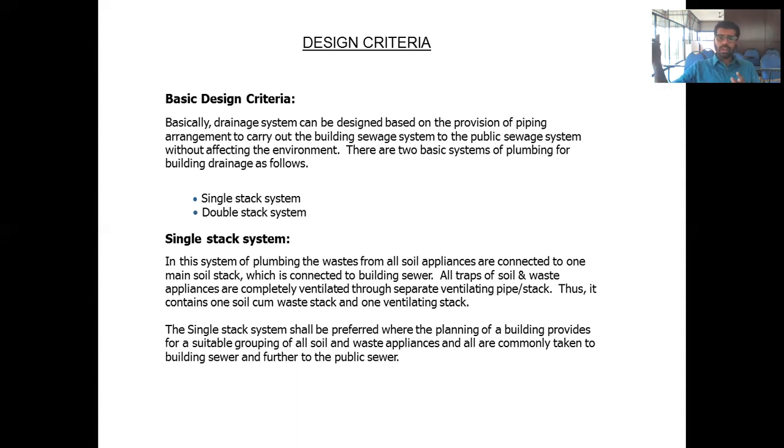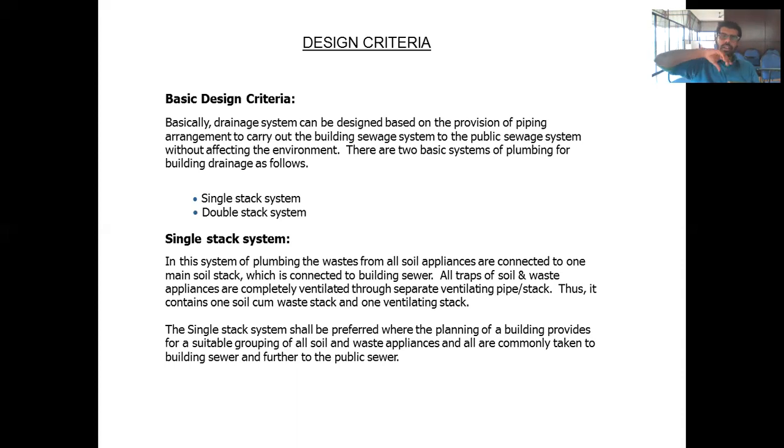With one stack, the stack means a vertical pipe fitting. A vertical pipe fitting is called a stack. So the single stack system shall be prepared where the planning of a building provides for a suitable grouping of all soil and waste appliances, and they are commonly taken to the building sewer and further to the public sewer. So in this single stack, both the soil as well as the waste is connected to a single stack. From there, it is taken to the building sewer and further to the public sewer.